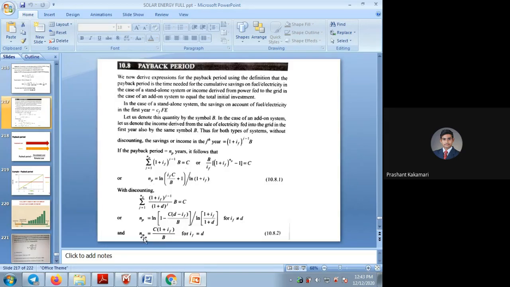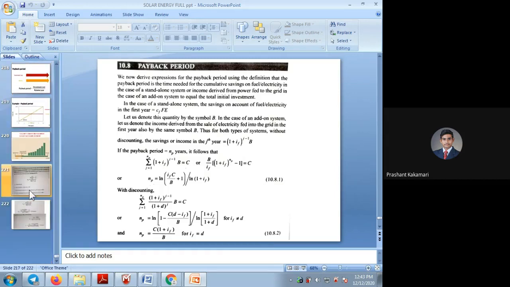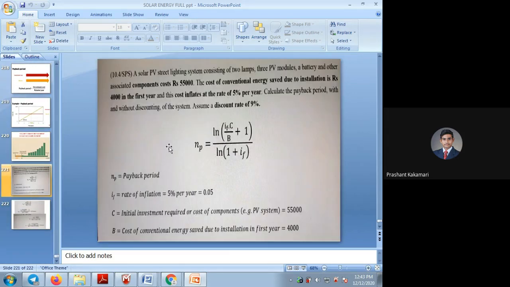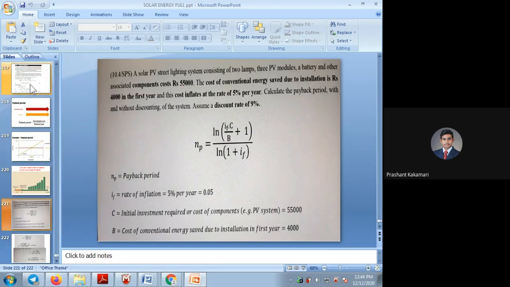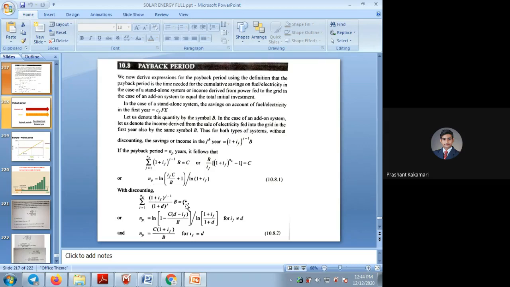And now we have to go by net payback period, that is NP value or net payback value. This formula we have to use. Calculate the payback period with and without discount, so considering D and without considering D of the system. If you consider discount, you have to consider 9%. All these things are given. So just rewrite the given terms: payback period NP, then the inflation rate is 5% per year. Then C is initial investment required or cost of components. Total cost of components is 55,000. That is C, the total cost of the equipment.